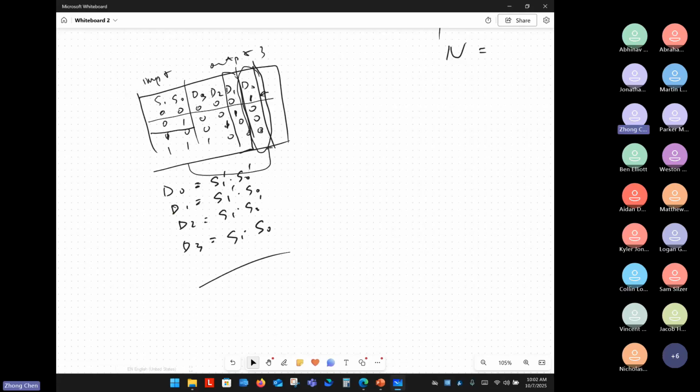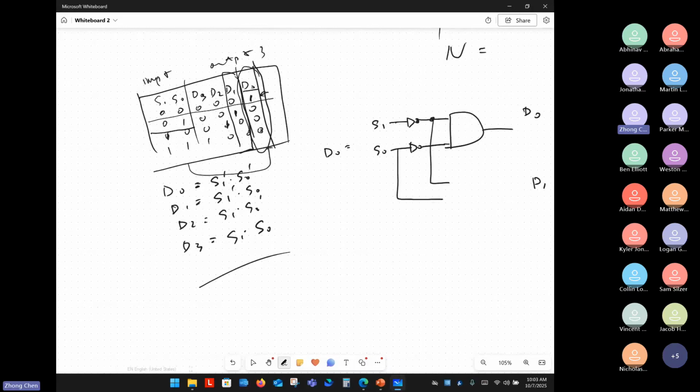Once you have the equation, this is one particular output. So what does the circuit look like? You have S1 here, so you need to go through an inverter, and then S0 goes through an inverter, and it goes to an AND gate. This is the D0. And if you keep doing that, what is D1 going to look like? D1 is the S1 naught here, and S0 here, have an inverter here, and you have an AND gate here.